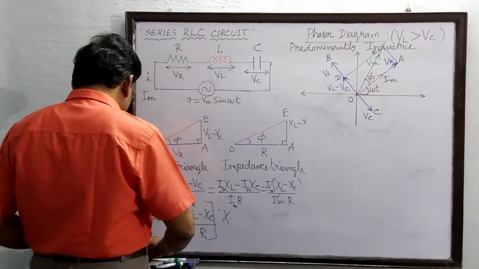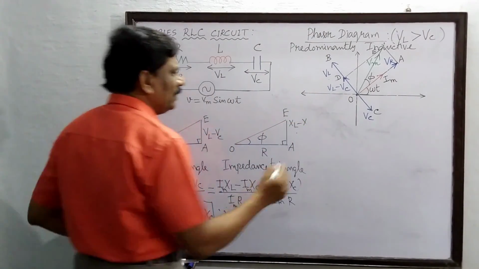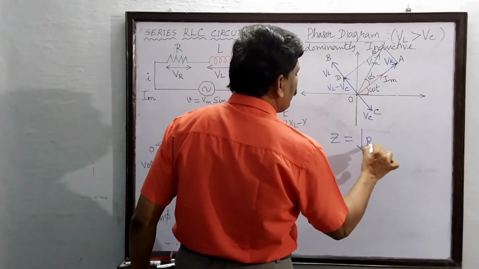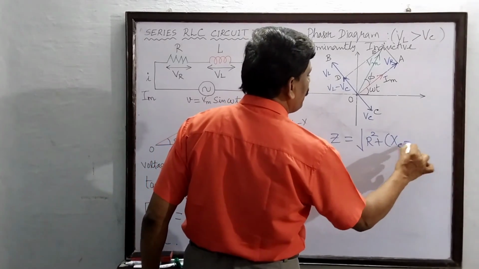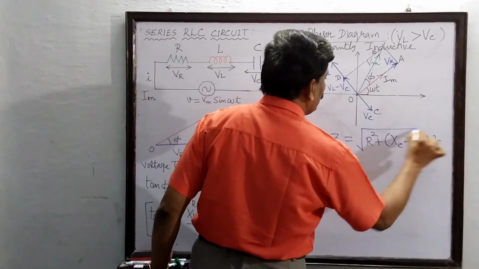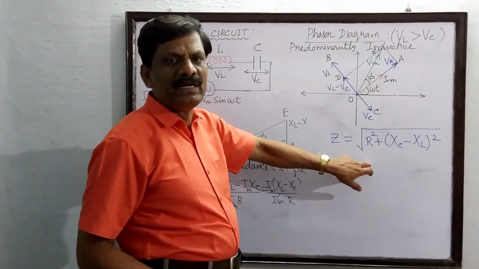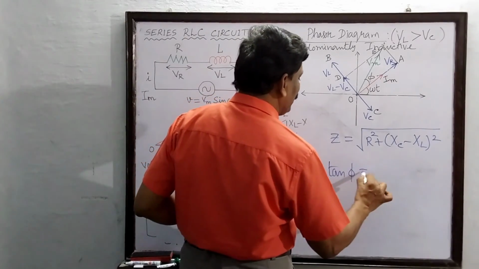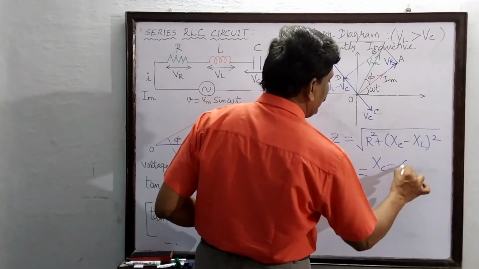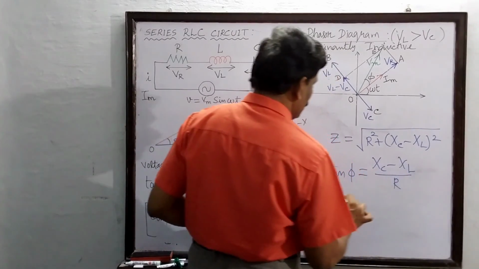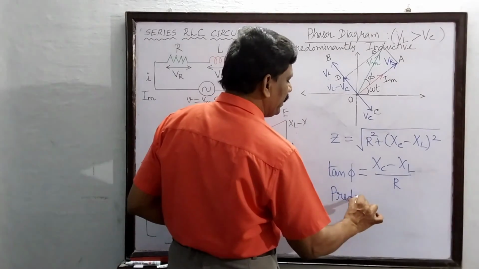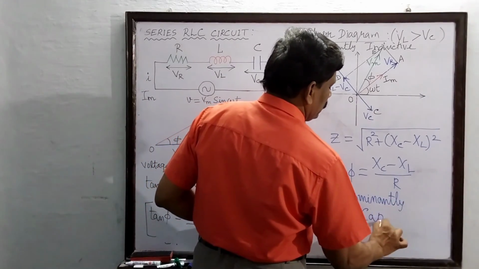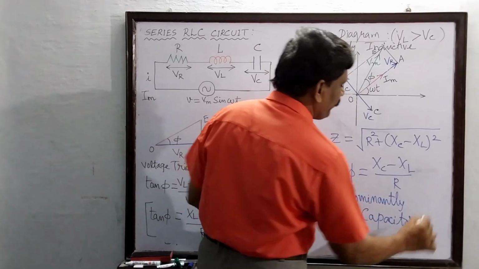So in predominantly capacitive, the impedance Z will be equal to square root of R square plus XC minus XL the whole square. Like this you will get. This is for predominantly capacitive. And here tan phi will be equal to XC minus XL divided by R. This is for predominantly capacitive.